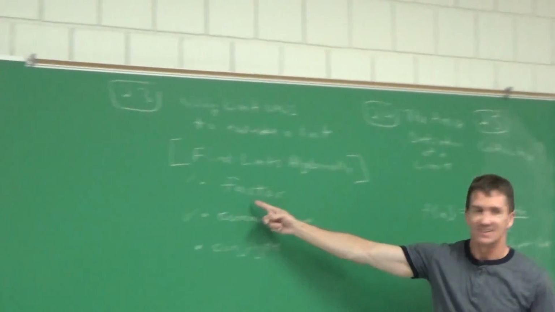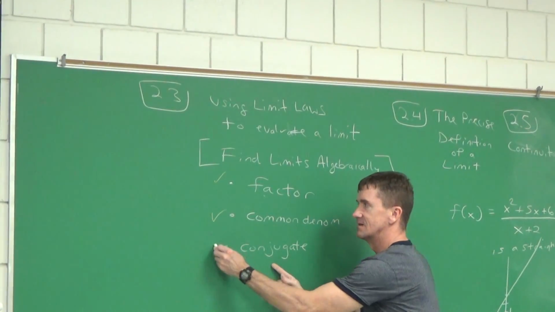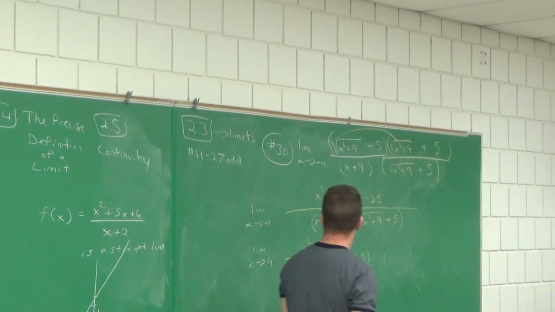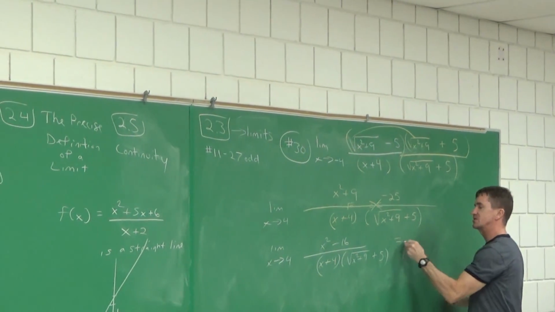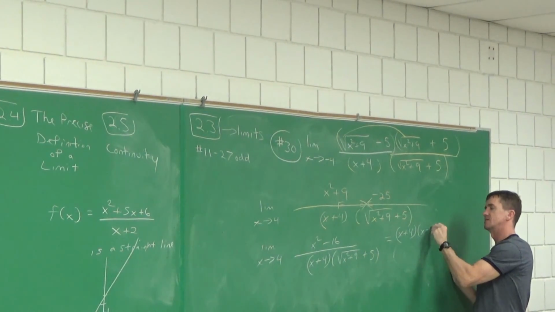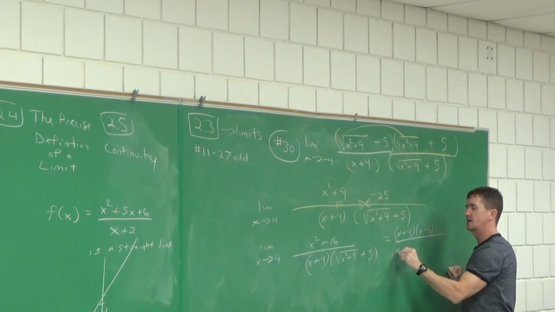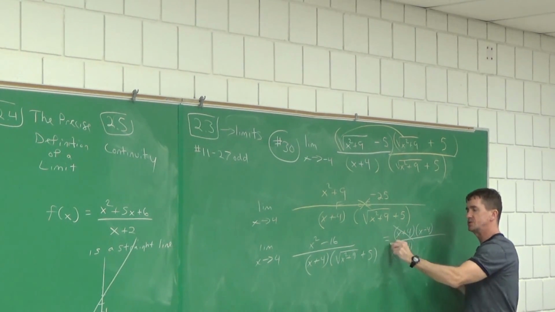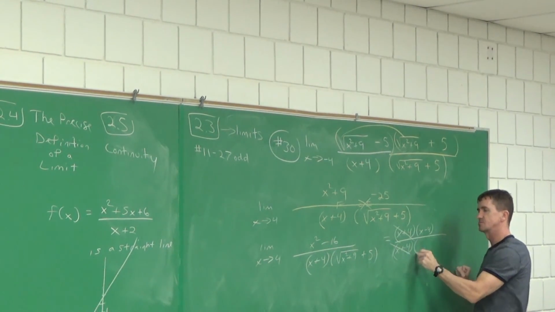Isn't that cool? We went from here, now we're coming back to here. Factor the top: x plus 4, x minus 4. Boy, we're going to get an answer now. There they go. Oops, you've got this what, x?